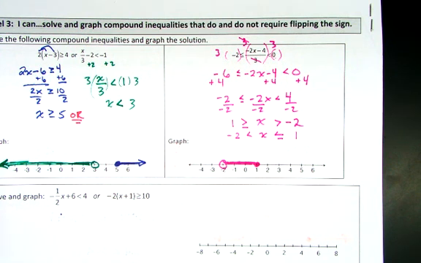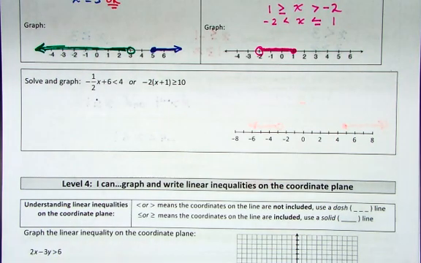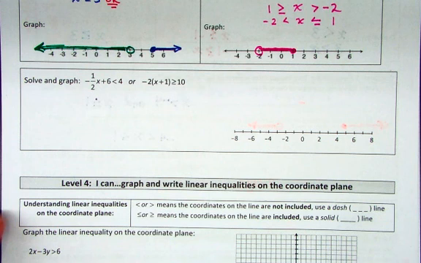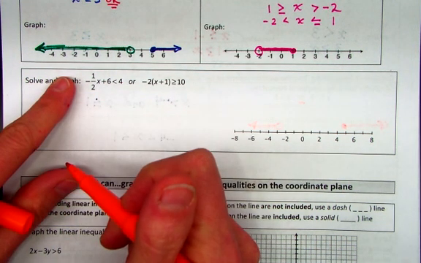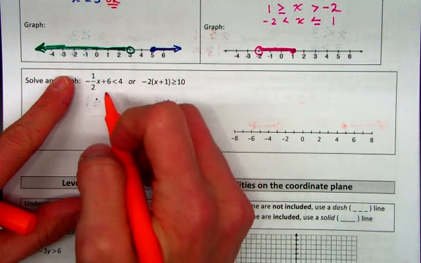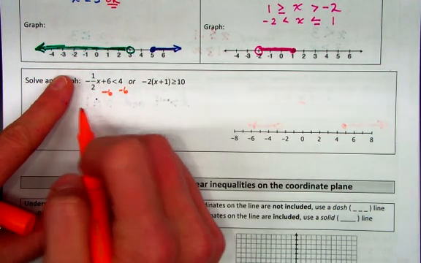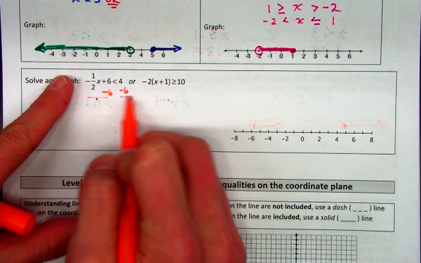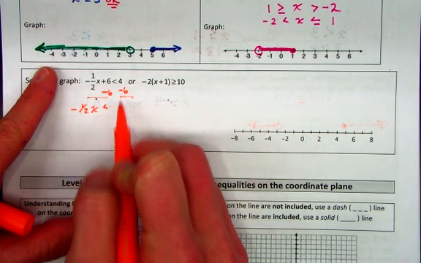All right, last example. We want to solve and graph. It's an OR inequality. So for this one, let's start with the one on the left. First step in solving for x. We're going to subtract 6 from both sides. So then we're left with negative 1/2 x is less than negative 2.